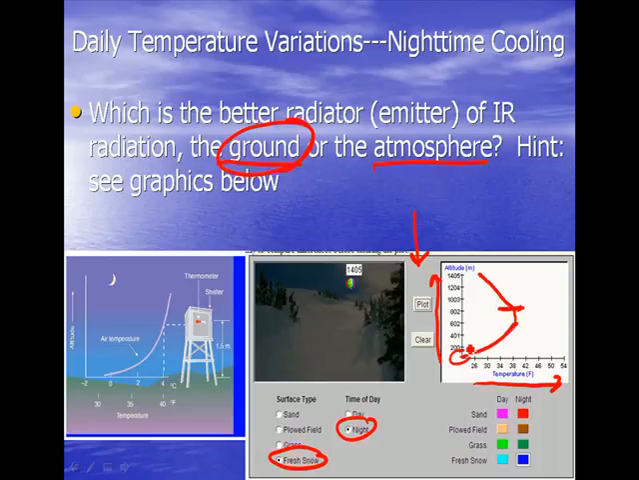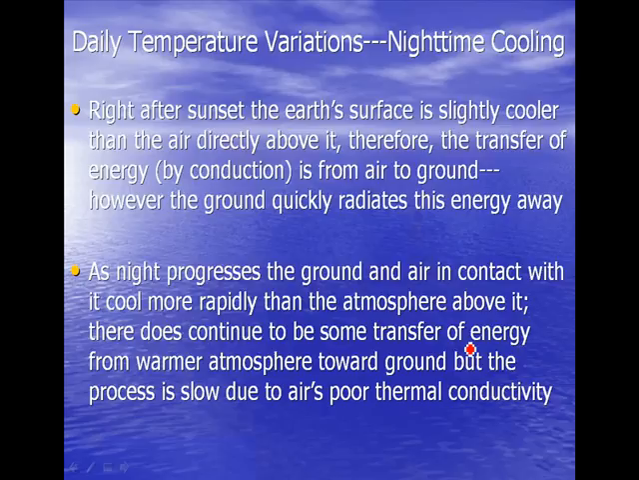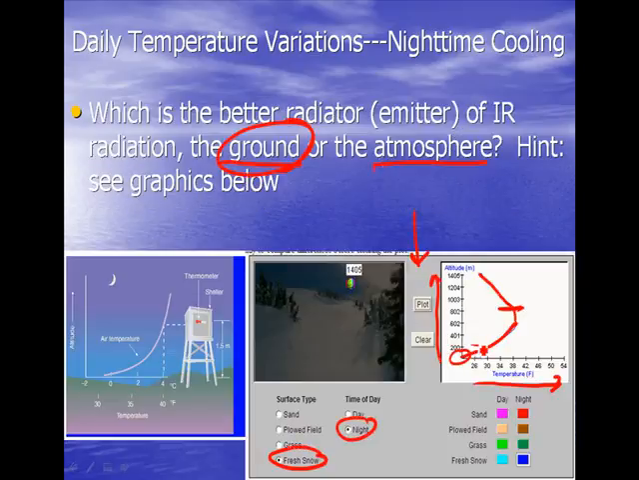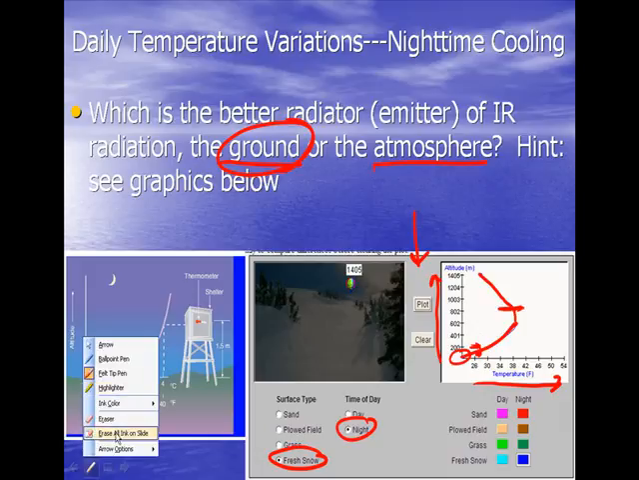And the air directly above it, there's some transfer of energy there by conduction, but very little, since the atmosphere is a poor conductor in terms of thermal conduction. So, right after sunset, you see the Earth's surface is slightly cooler than the air directly above it. However, there is some transfer of energy, like I mentioned, by conduction. So we take some of the warmer air directly above the surface and we transfer it down to the surface, but the surface quickly radiates it away as infrared energy, and so it stays colder.